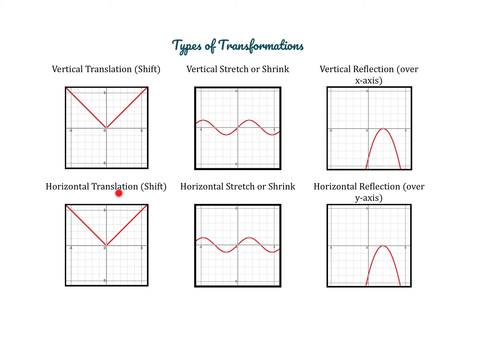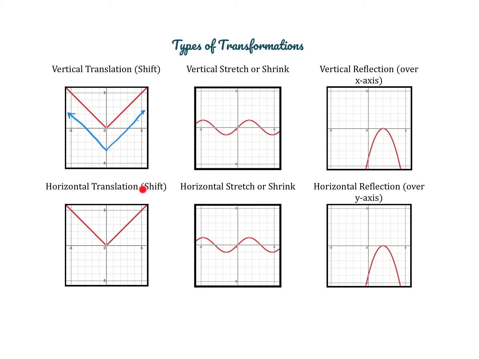Again, translation is just a fancy word for a shift, meaning we're simply shifting our graph up or down for vertical. So it might look something like this. If we're shifting our graph down, maybe something like this. So notice the shape of my graph is unchanged. It's a rigid movement. We're just shifting every point down 3 units.